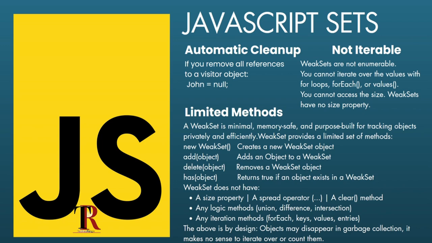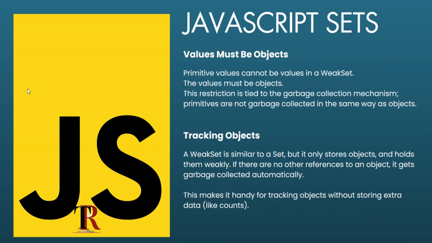Now, it also has limited methods when it comes to working with WeakSets, and let's quickly examine some of these. A WeakSet is minimal, memory safe, and purpose built for tracking objects. So when you want to do something that does not need a lot of memory, WeakSet is good for something like that, because the purpose of why we used it in the previous example is that it allows you to track the values of something that you are trying to do.